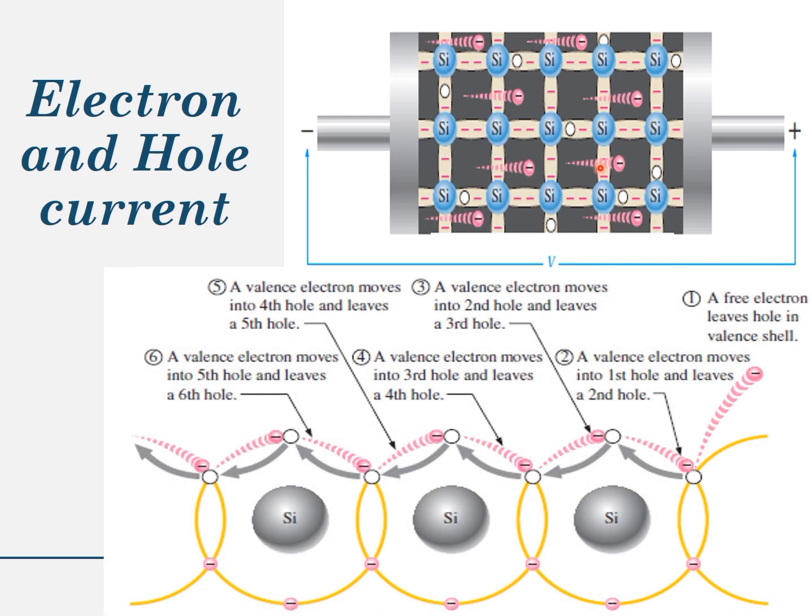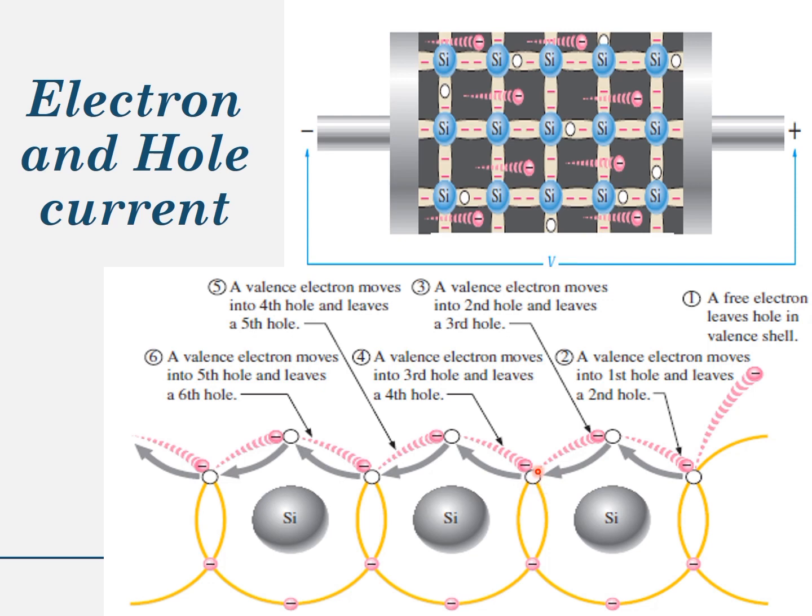Now, look at this figure. This figure illustrates the mechanism of hole current generation. Look at these steps. In the first step, a free electron leaves a hole in the valence shell. In the second step, a valence electron moves into this first hole and leaves a second hole behind. In the third step, a valence electron moves into this second hole and leaves behind a third hole.